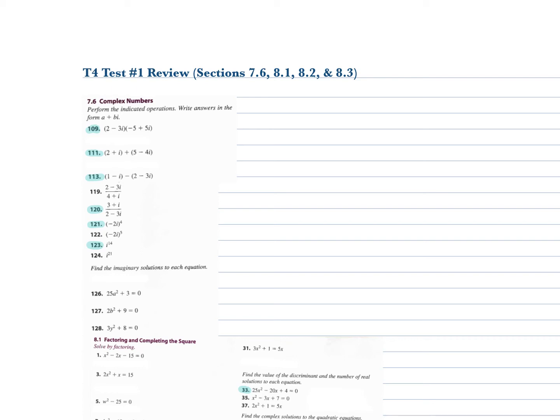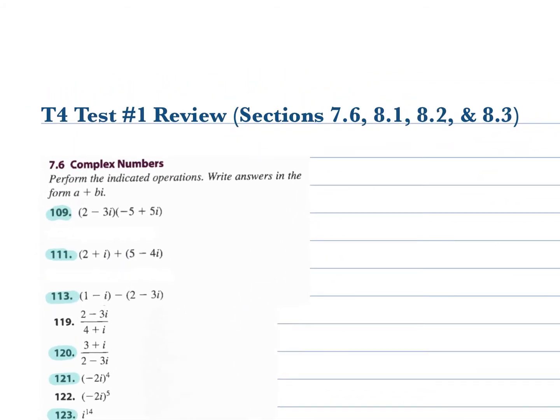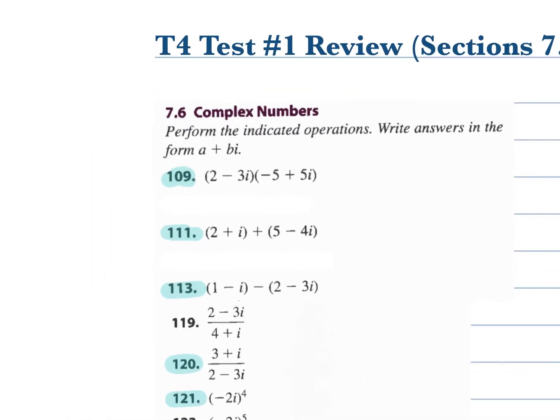So this is going to directly reflect your test. Like I said, 12 questions, only doing specific ones. We're going to start with 109. So 109, you have 2 minus 3i times negative 5 plus 5i.